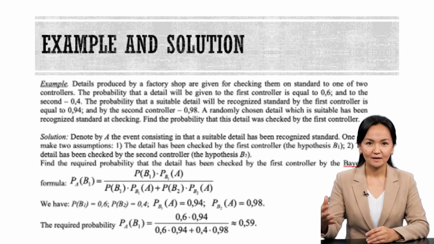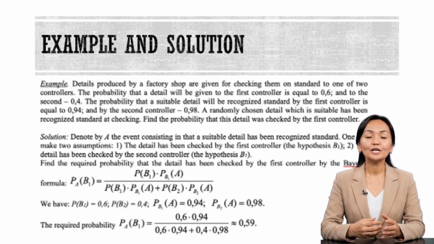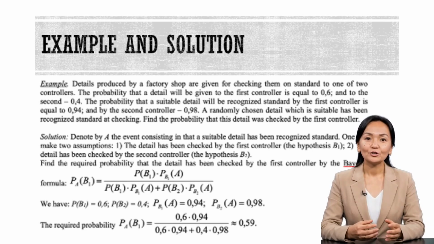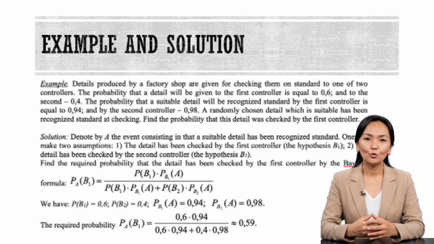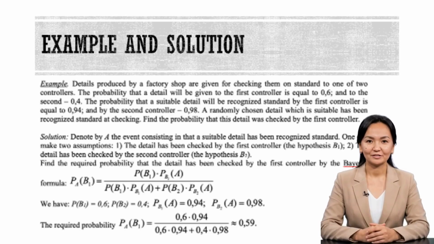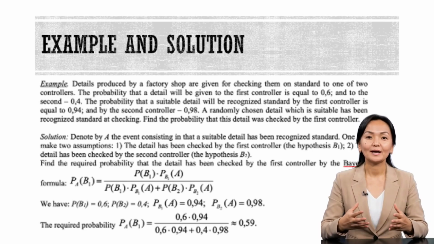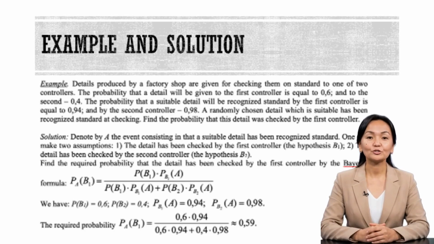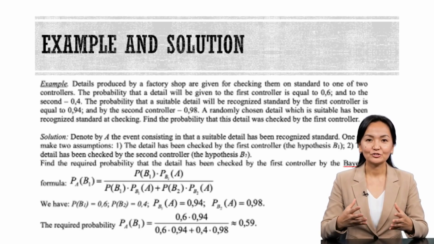Applying Bayes' formula, we calculate the probability that the detail was checked by the first controller given that it was recognized as standard. This equals 0.6 times 0.94 divided by the sum of 0.6 times 0.94 and 0.4 times 0.98, which approximately equals 0.59. So even though the first controller is less accurate, the probability is about 59% because it's more likely that the detail was given to the first controller in the first place. This example beautifully illustrates how Bayes' formula combines prior probabilities and likelihoods to produce updated posterior probabilities.